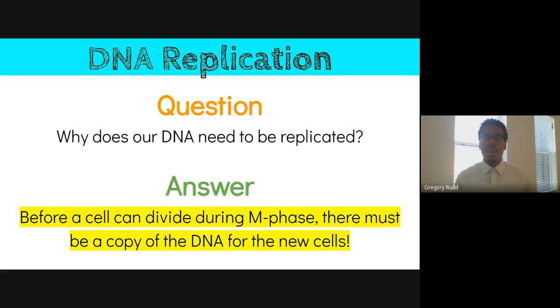So you should write that down. Again, what you see highlighted in this lesson should be written down somewhere in your notes. So before the cell divides during M phase, so mitosis or meiosis, there must be a copy of the DNA for the new cells. And this is why we need to replicate our DNA.